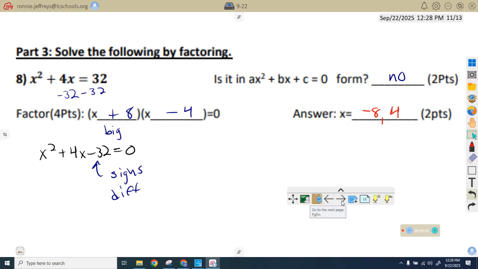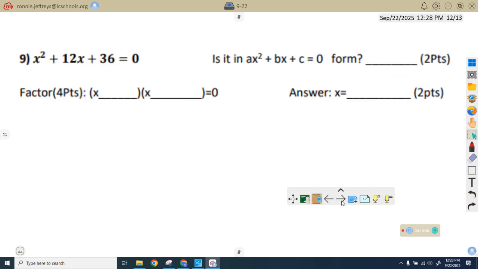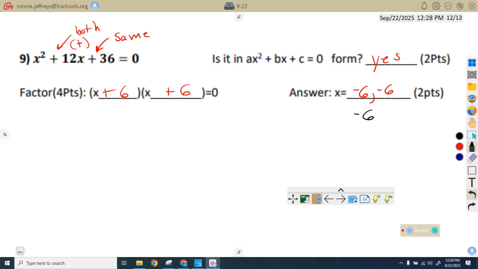Number 9. Alright, is this in this form? This would be a yes. Okay. This tells us that signs are the same. This tells us that they're both positive. Alright, the two numbers that when you multiply them you get 36, you add them you get 12, or 6 and 6. Now, a couple ways you could write this. You could actually write -6, or you could just write 1 -6. Okay, either one is okay.